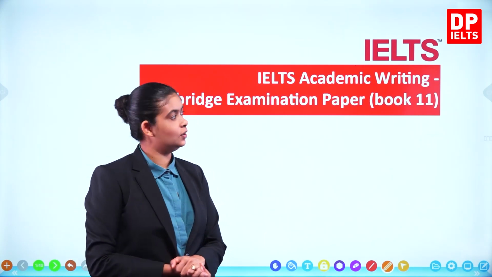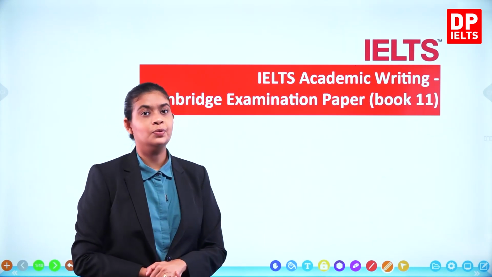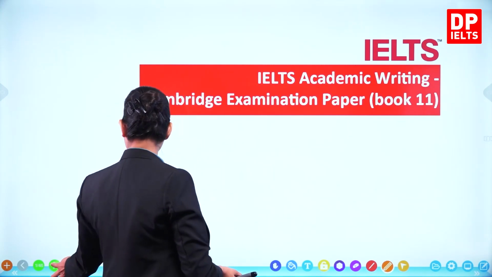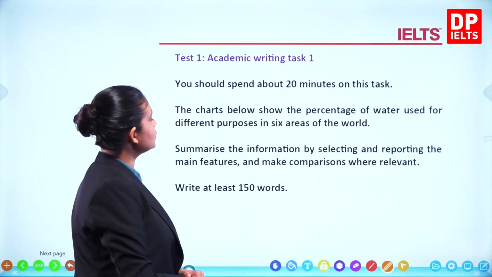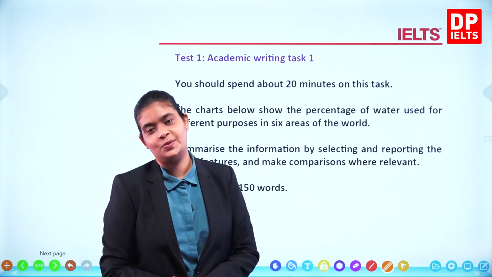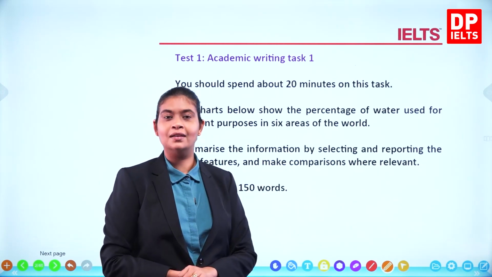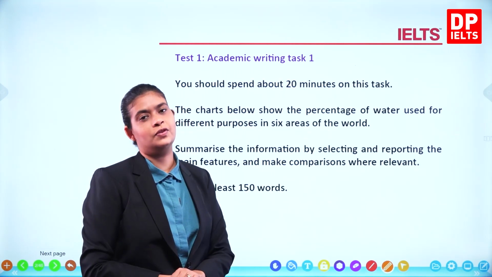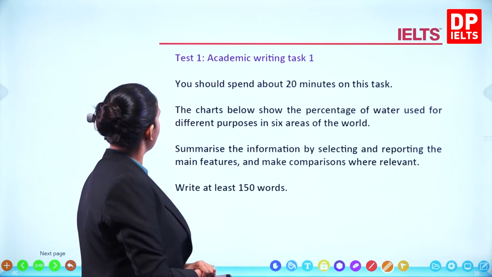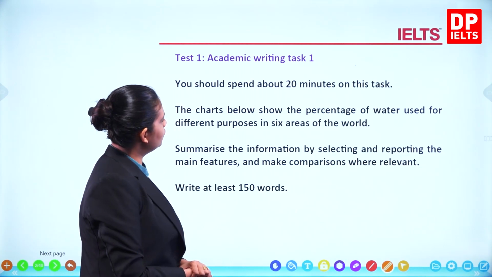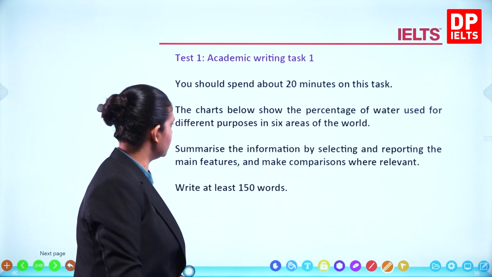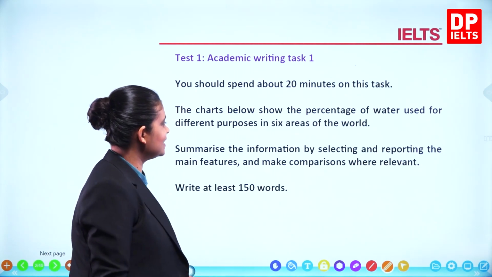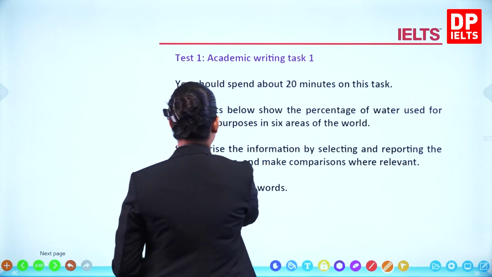So in this lesson, we are going to have a look at book 11, right? And we're going to focus mainly on the writing tasks. So test 1 to test 4, as you know, it's focusing on the academic test structure. Test A and B, they focus on the general paper structure, right?